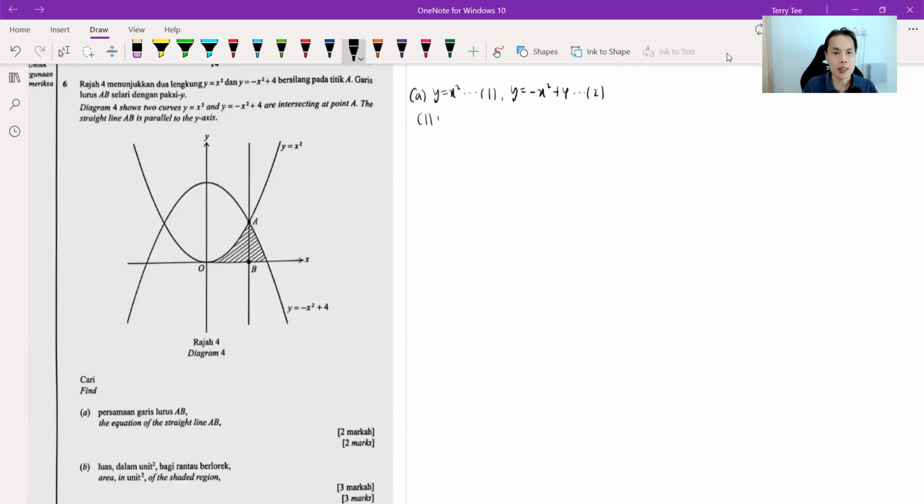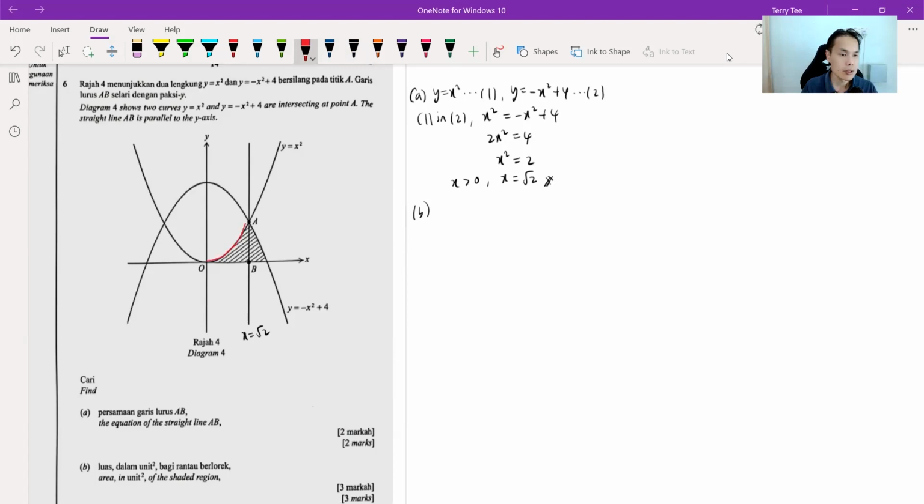I substitute 1 in 2, so x squared equals negative x squared plus 4. Bring it over, 2x squared is 4. x squared is 2. x is square root 2. You don't have to put plus minus because this x is on the right-hand side of the y-axis, so x is more than 0. Your equation is x equals square root 2. It's the equation of a vertical line, always x equals a number. In this case, x equals square root 2. Next, the area of the shaded region. Your shaded region is bounded by this.